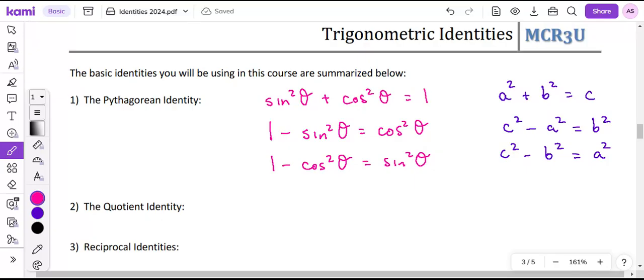All right, here's the second one. I'm going to show you guys where this comes from in a second. The quotient identity says that the tangent of an angle theta is equal to the sine of an angle theta divided by the cosine of an angle theta. It's called the quotient identity because it involves dividing sine and cosine, a quotient.